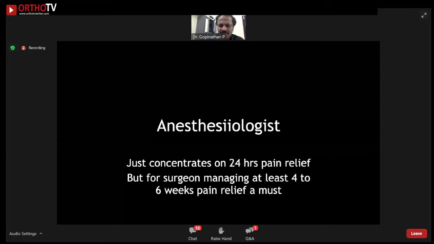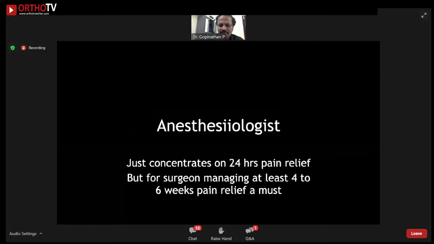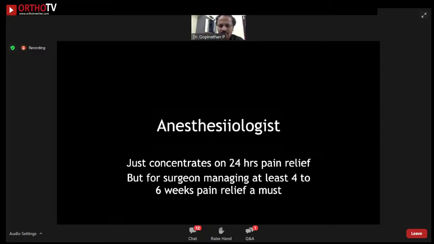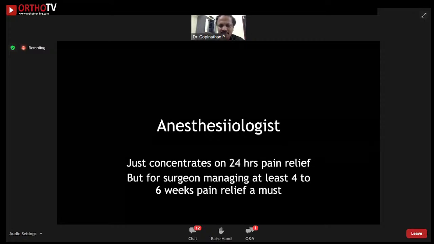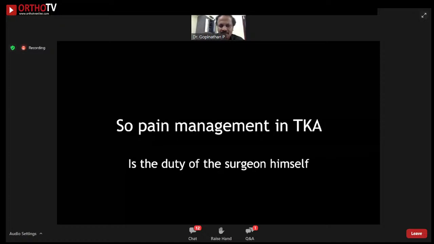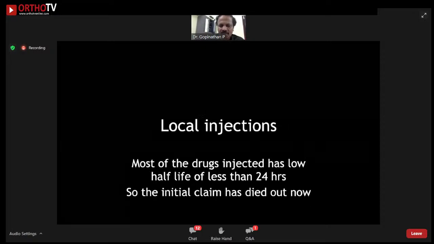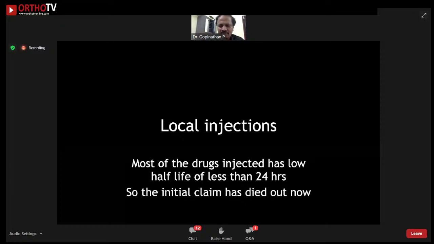The job of the anesthesiologist usually is pain relief within the first 24 hours, but for the surgeon, managing at least 4 to 6 weeks of pain is a must. So pain relief up to 4 to 6 weeks is a responsibility of the surgeon. We feel that pain management is the duty of the surgeon himself. Local injections: most of the drugs injected have a low half-life of less than 24 hours.